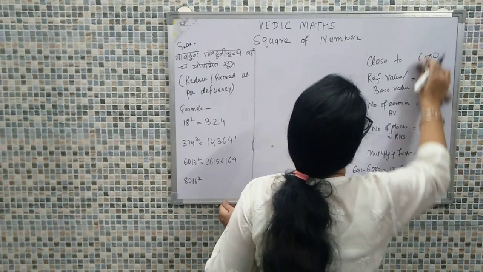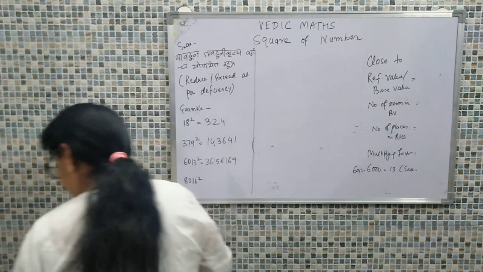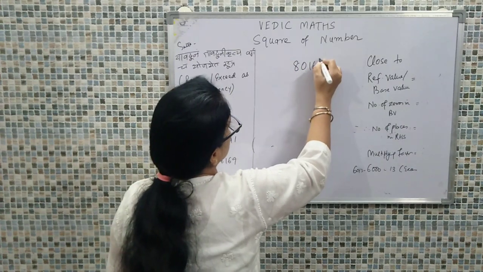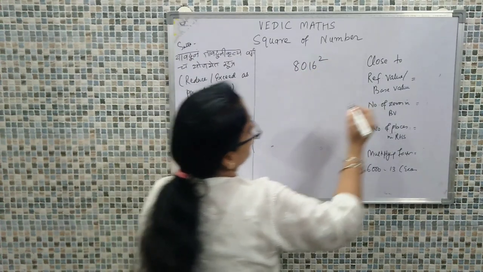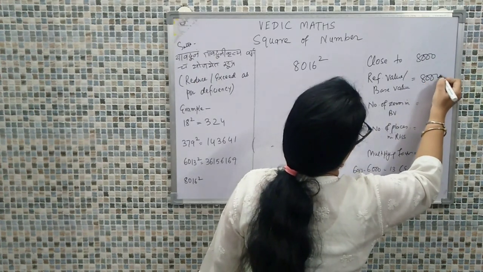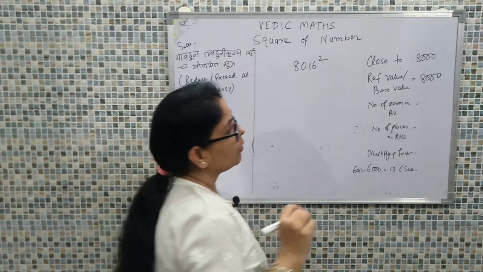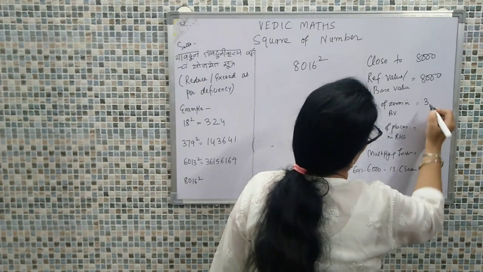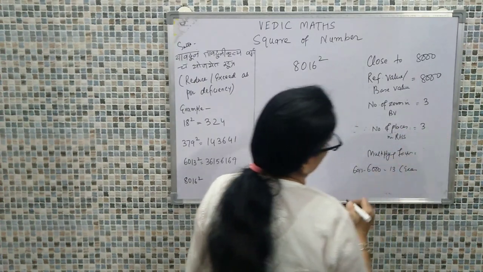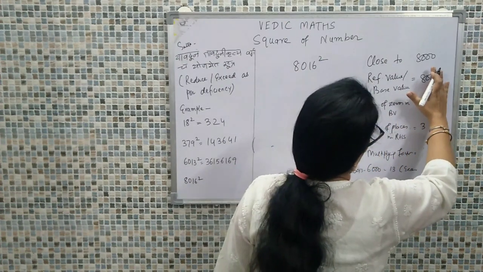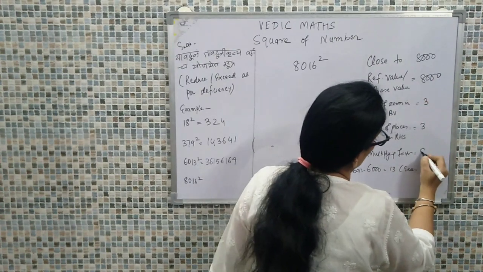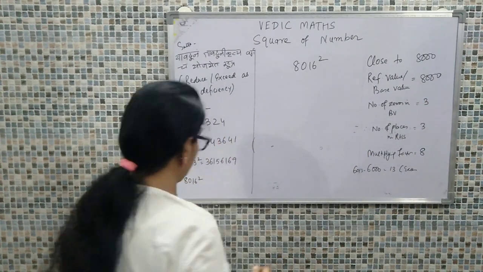Next we proceed with the last example, that is 8016 square. This value is close to 8000, so the reference or the base value will be 8000. The number of zeros in the base value is 3, so the number of places we have to leave down in the RHS will also be 3. Identifying the multiplying factor, for that we need to hide the 3 zeros. So the multiplying factor is 8.